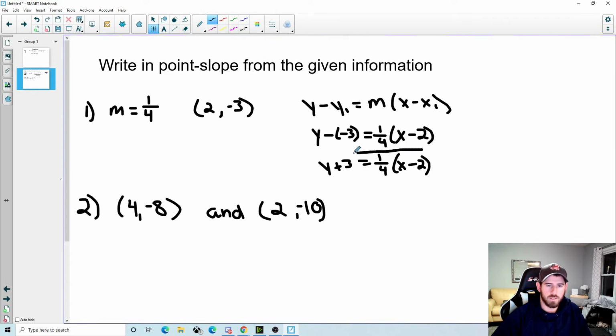And for this, that is our answer. If you're asked to put in point slope, this is what you do. You don't distribute that 1/4 or anything like that yet. That is the point slope answer. So pause if you need to.